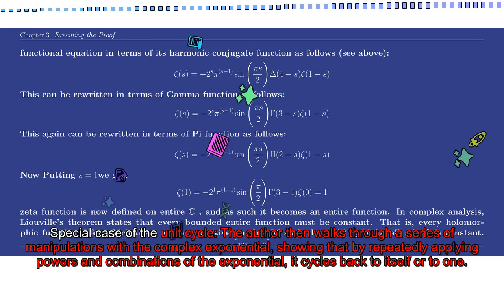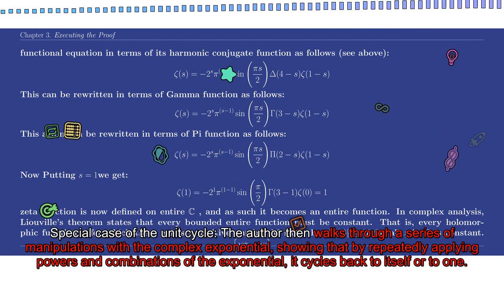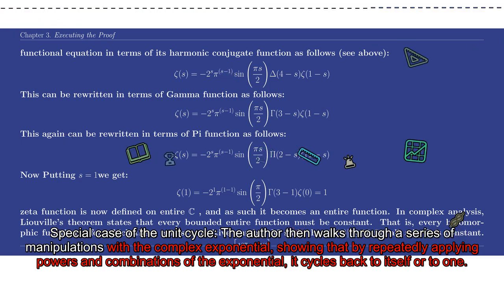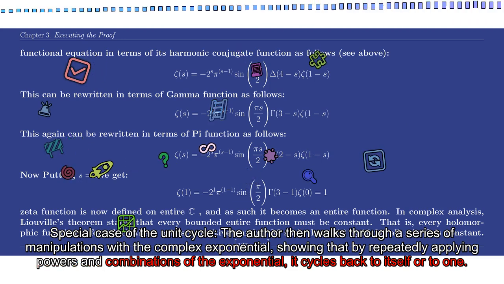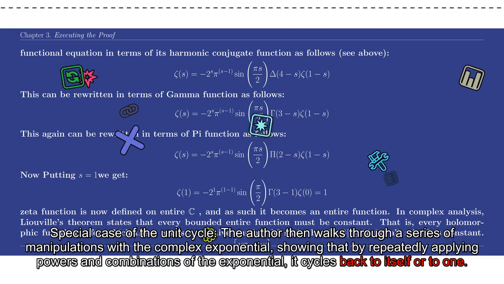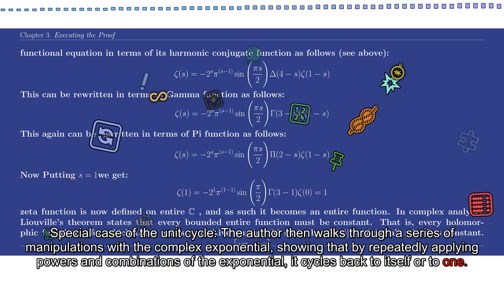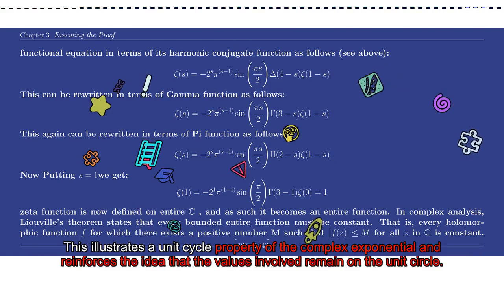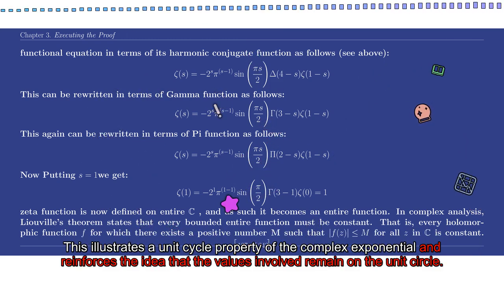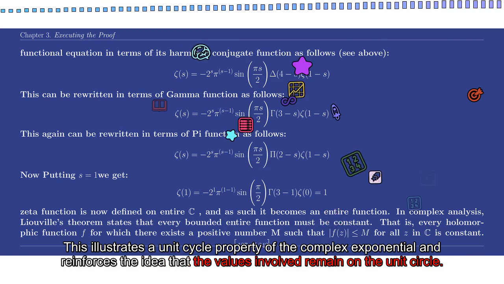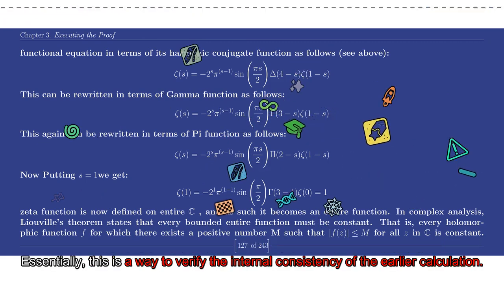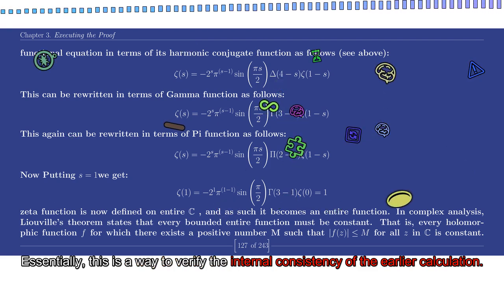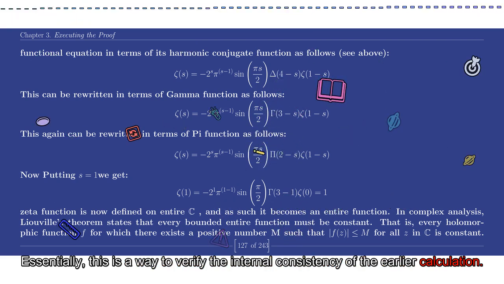Special case of the unit cycle. The author then walks through a series of manipulations with the complex exponential, showing that by repeatedly applying powers and combinations of the exponential, it cycles back to itself or to 1. This illustrates a unit cycle property of the complex exponential and reinforces the idea that the values involved remain on the unit circle. Essentially, this is a way to verify the internal consistency of the earlier calculation.